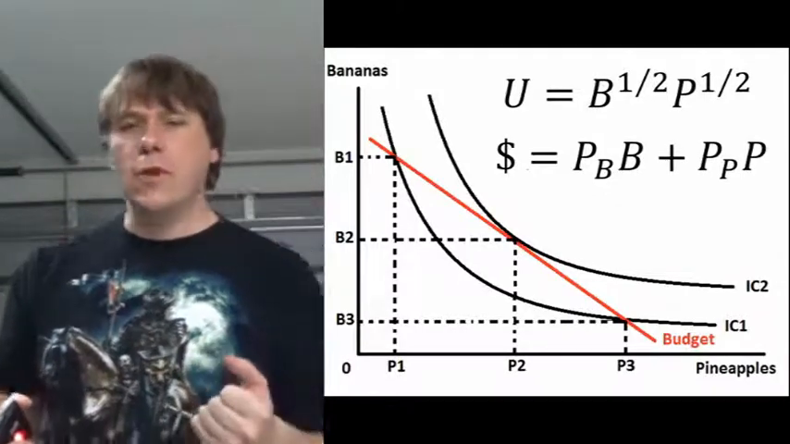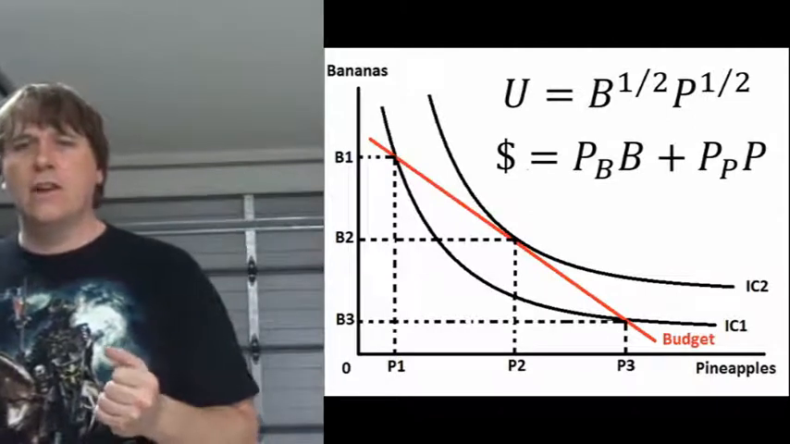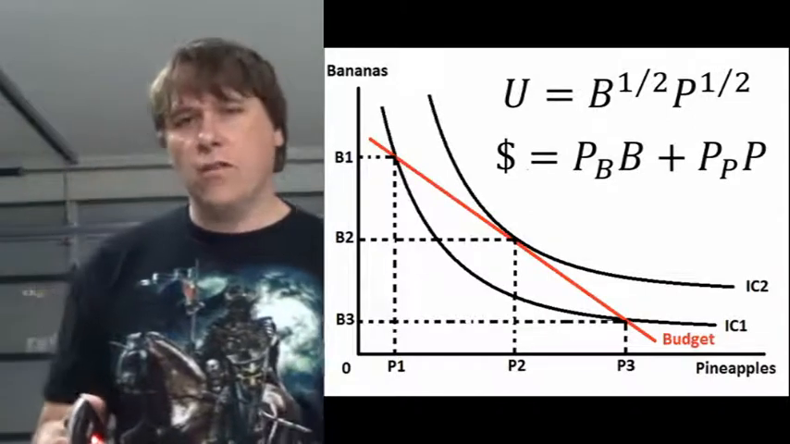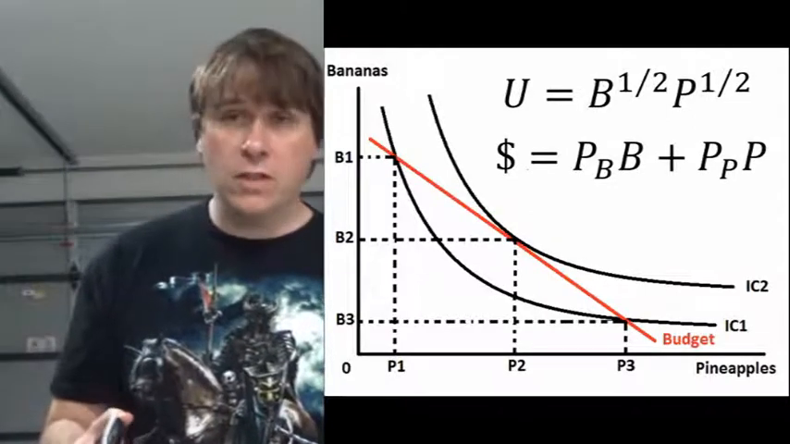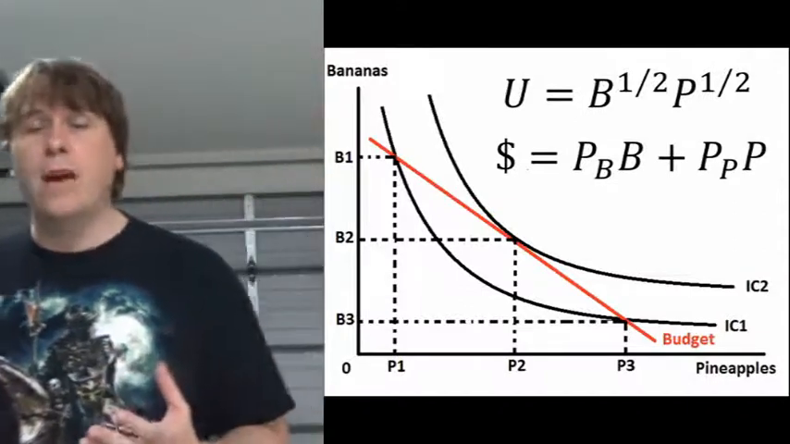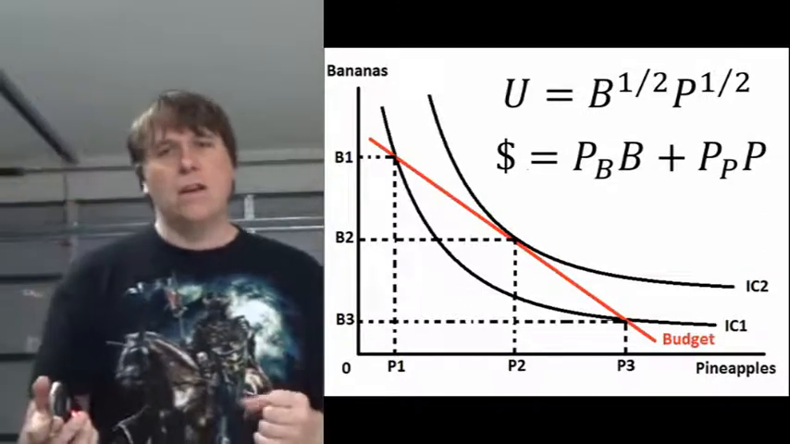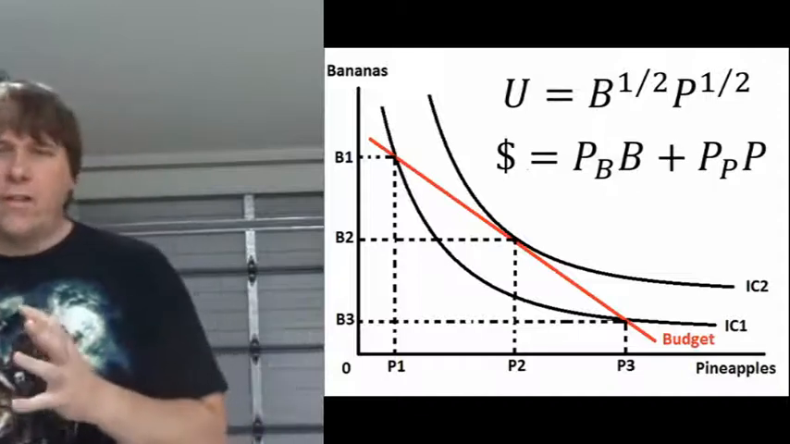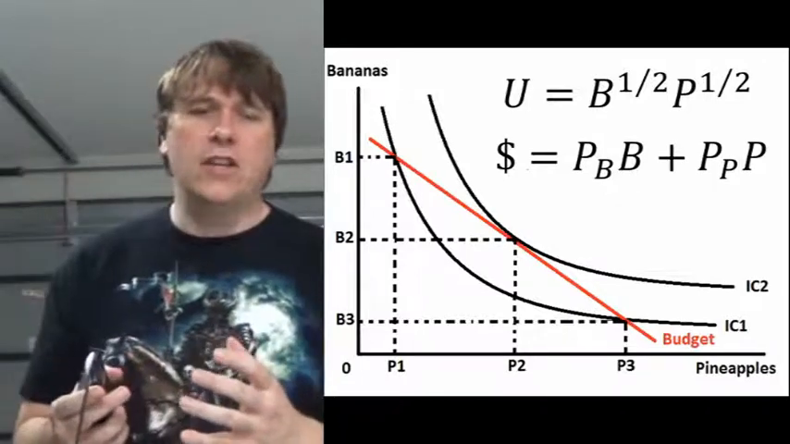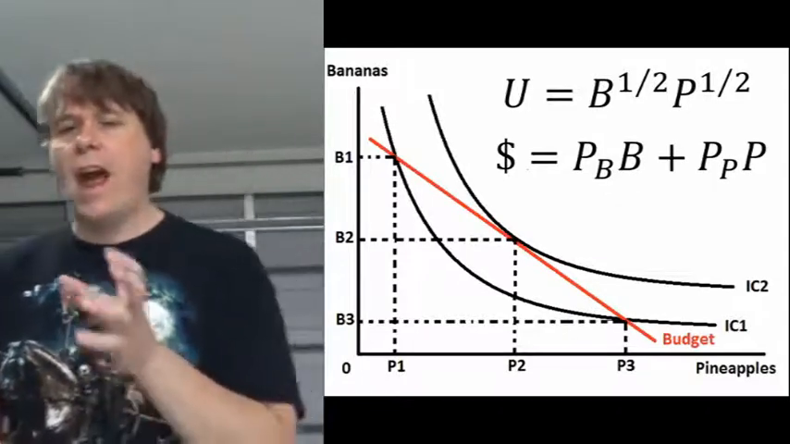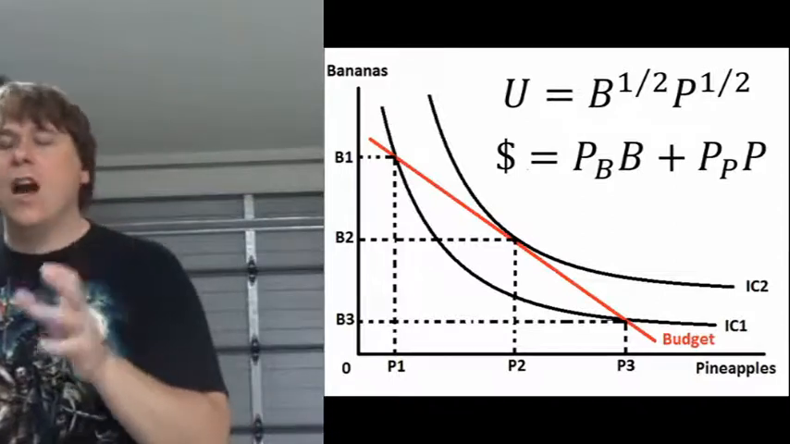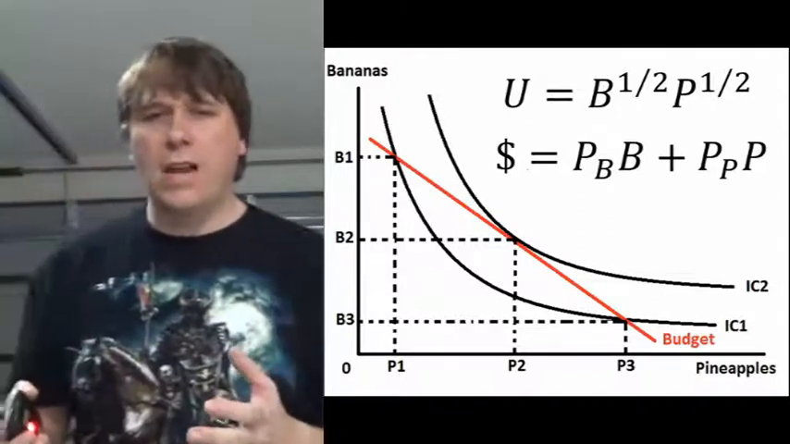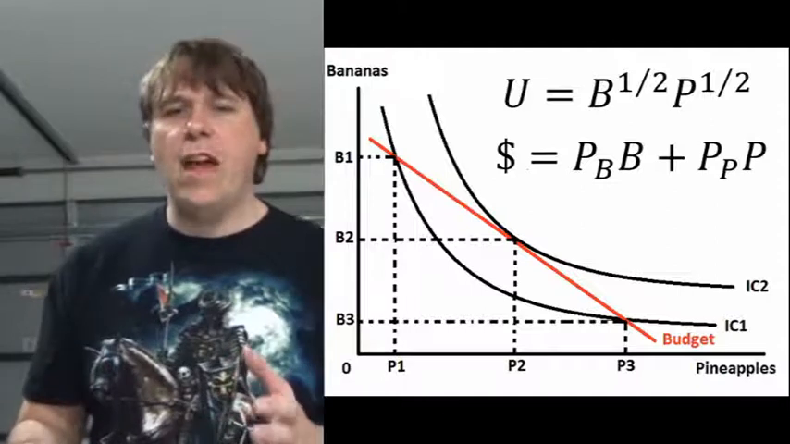And that's, again, where your budget comes into play. So your budget is the price of your bananas multiplied by the quantity plus the price of your pineapples multiplied by your quantity. So that has quite an effect as well on what combination you pick. And I'm going to show you in a minute how that changes the quantity of bananas and pineapples if there's a shift in that budget function.